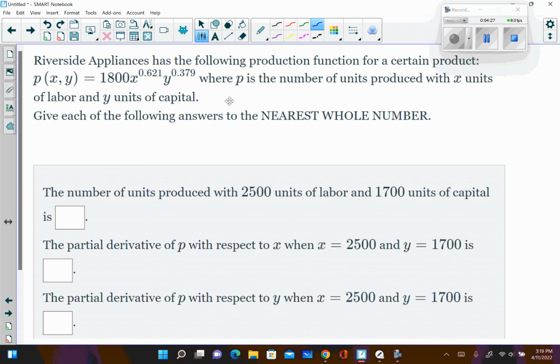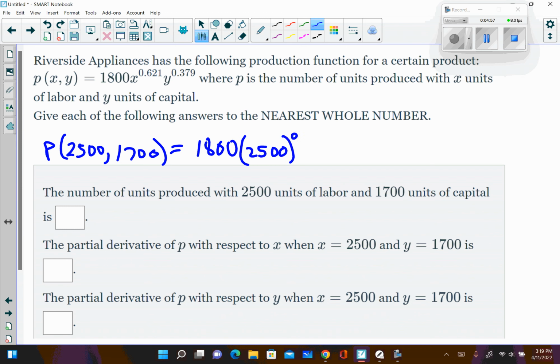If we want the number of units produced, that's P, with 2,500 units of labor, that's the x, and 1,700 units of capital, that's y. That means replace x with 2,500, replace y with 1,700. That's 1,800 times 2,500 raised to the 0.621 times 1700 raised to the 0.379.